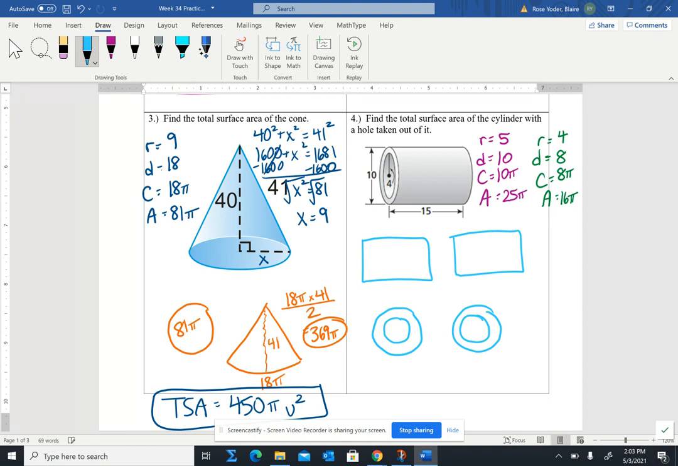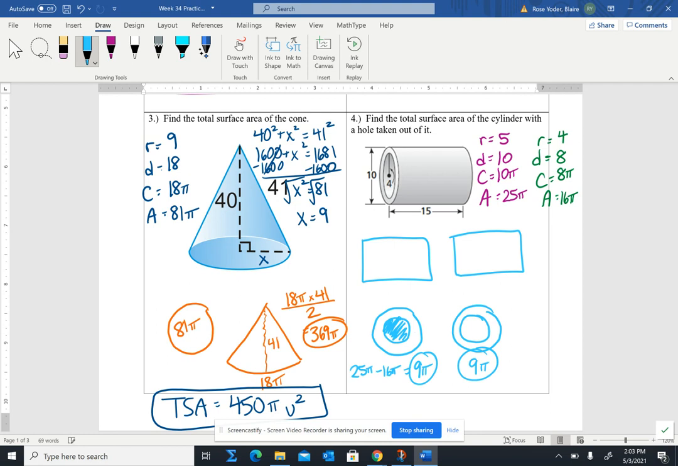We have a circle with a hole taken out of it. So what we really want to do is take the big circle and then take away the little circle, and then we'll be left with that outer ring disc looking shape. So we actually want to go 25 pi minus 16 pi, which is 9 pi. So both of those discs, rings, are 9 pi. So that's the top and the bottom.